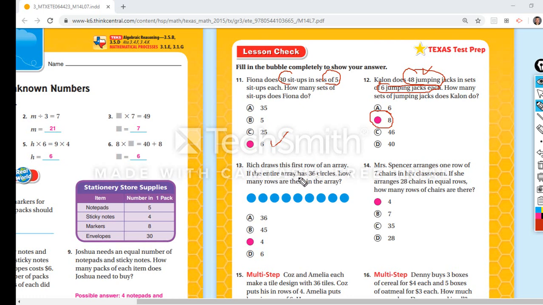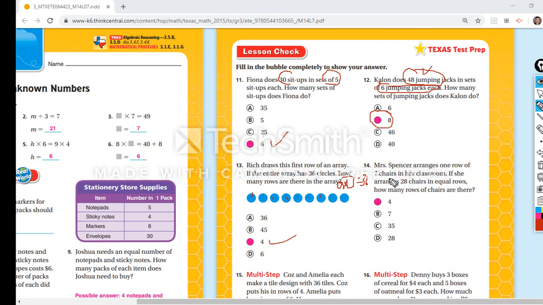Rich draws this first row of an array. The entire array has 36 circles. How many rows are there in the array? So I have to count these. 1, 2, 3, 4, 5, 6, 7, 8, 9. I have 9 here. 9 times what equals 36? See how I did the unknown number? That'll be 4. Good.